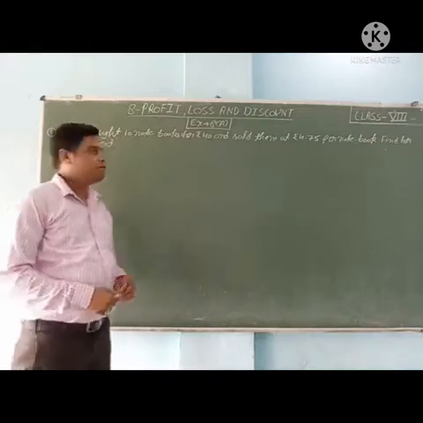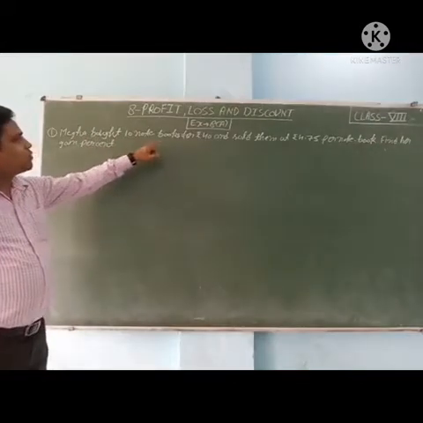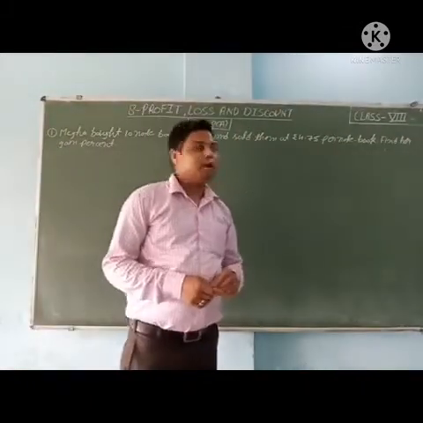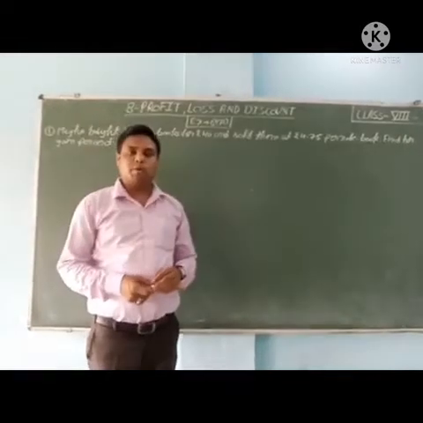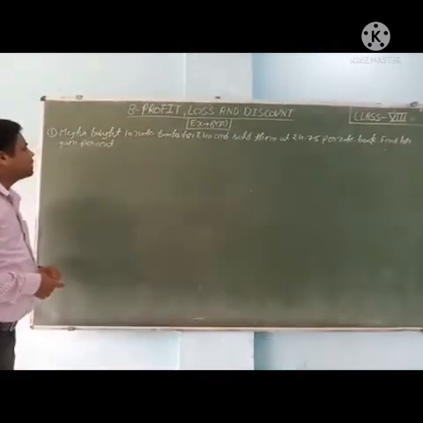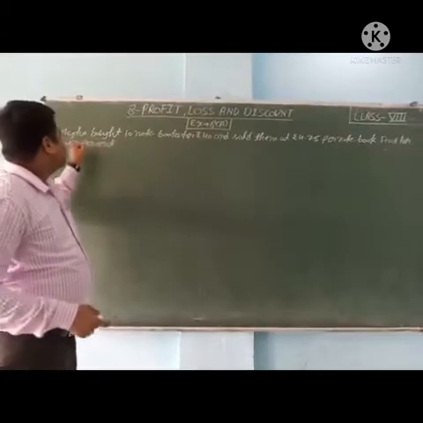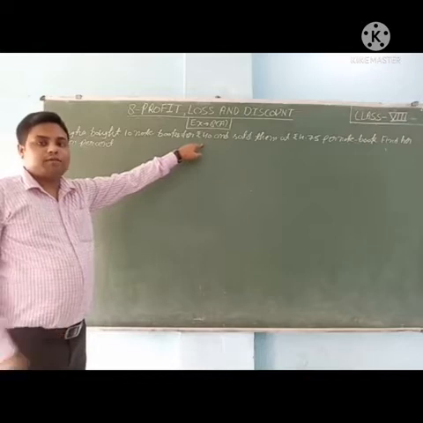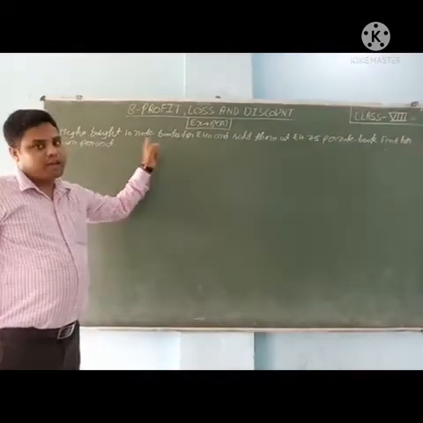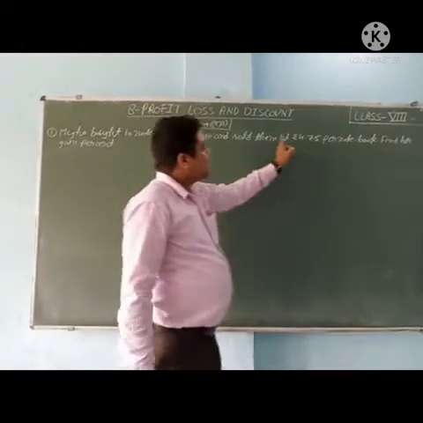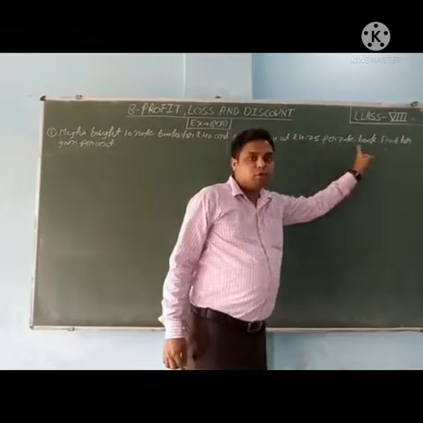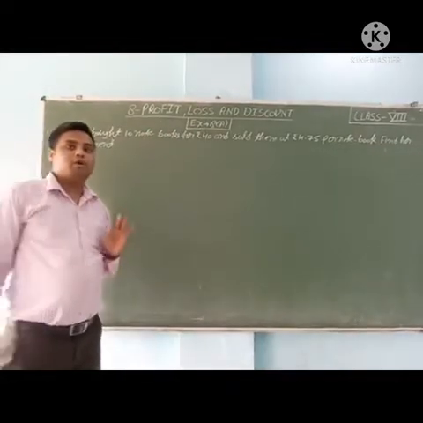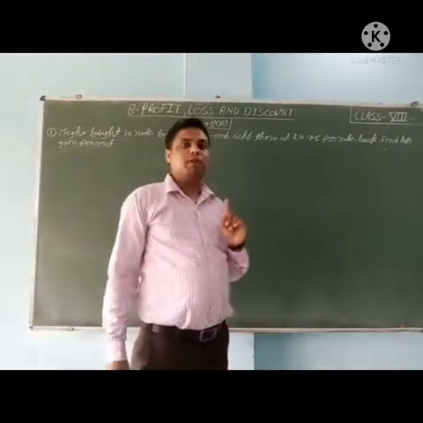In that, the first sum is: Mega bought 10 notebooks for rupees 40 and sold them at rupees 4.75 per notebook. Find her gain percent. So Mega bought 10 notebooks for rupees 40. 40 is the cost price, so the cost price of how many notebooks? 10 notebooks. And sold them at rupees 4.75 per notebook. So what is rupees 4.75? It is the selling price of one notebook.